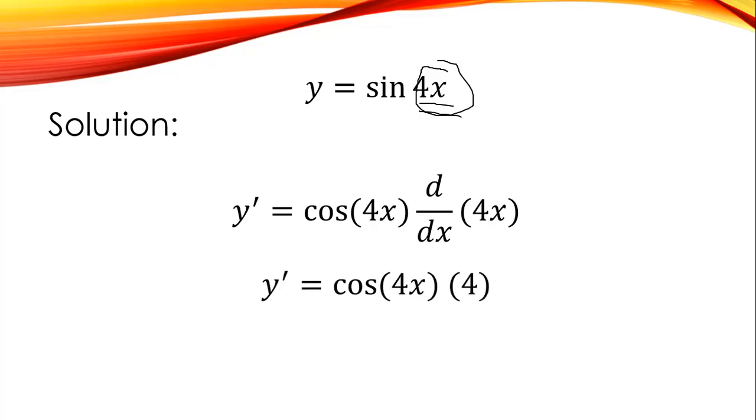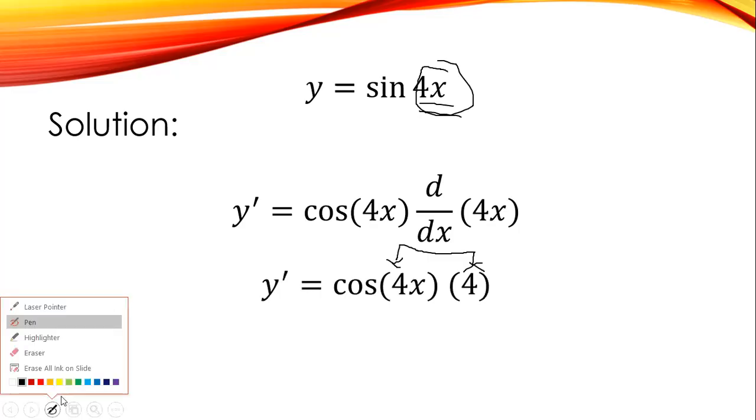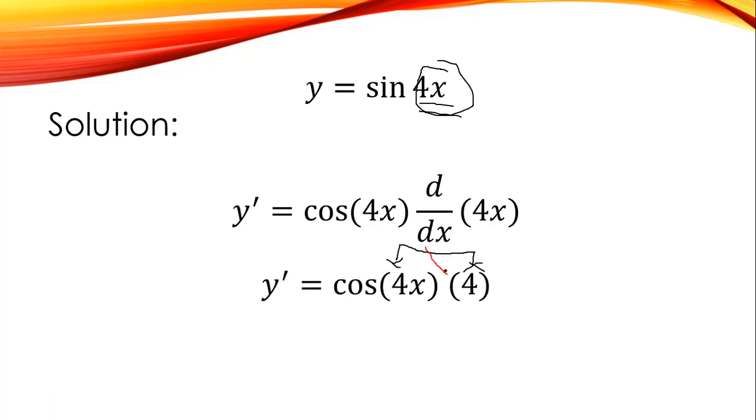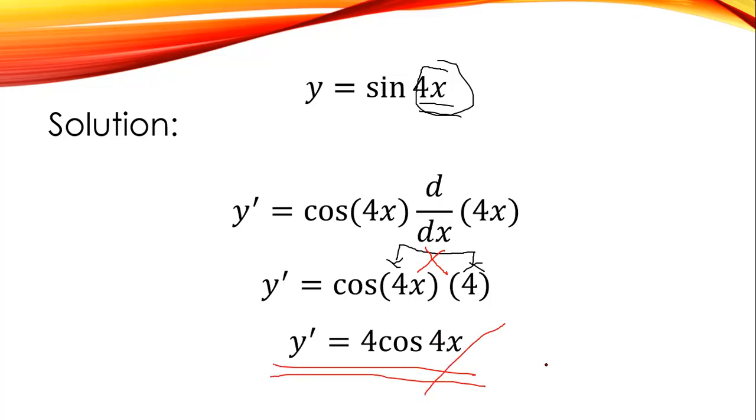Here is the common error: we shouldn't multiply the 4 into the 4x. It is not like that. Let me put a red x here, that is wrong. If we multiply 4 and cosine 4x, that 4 goes to the far left. So it becomes 4 cosine 4x. So the derivative of sine 4x is equal to 4 cosine 4x. That's it.